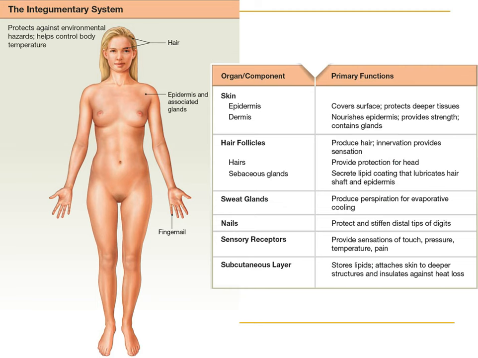In the skin, we have different sensory receptors which help in the perception of different senses like touch, pressure, temperature and pain. And beneath the skin is the subcutaneous layer. Cutis means the skin, sub means below. So subcutaneous means the layer present beneath the skin, which stores fat, attaches the skin to the deeper structures and insulates against heat loss. So the greater the subcutaneous fat, the more insulation is provided.